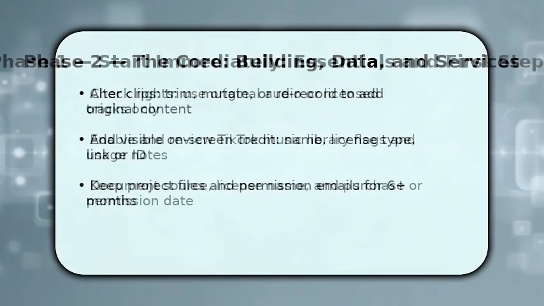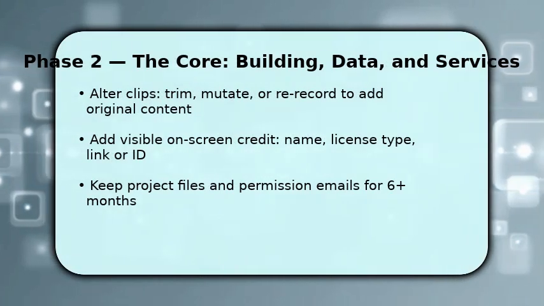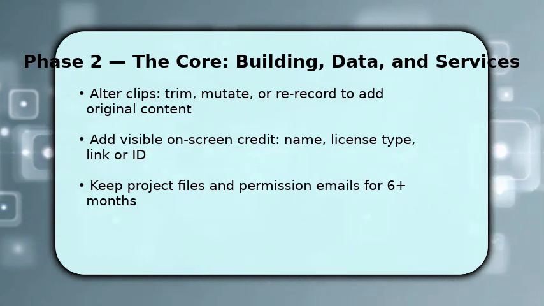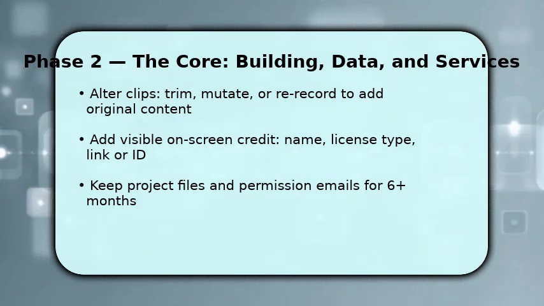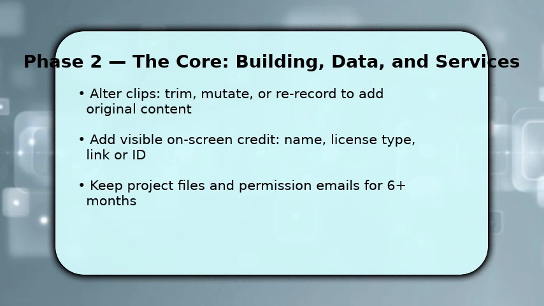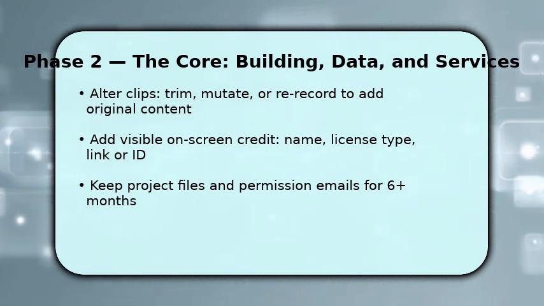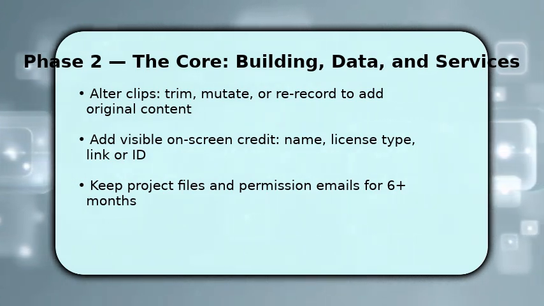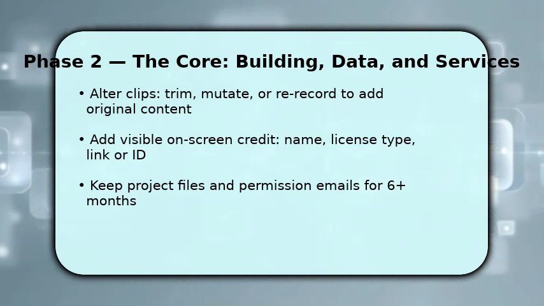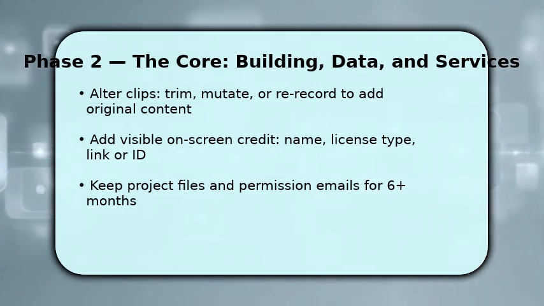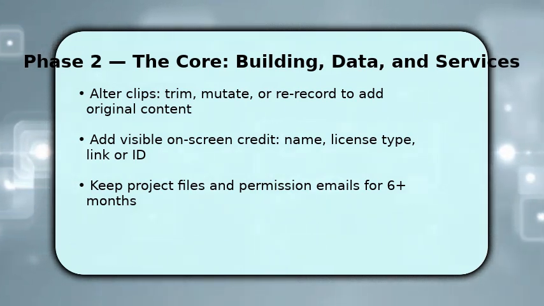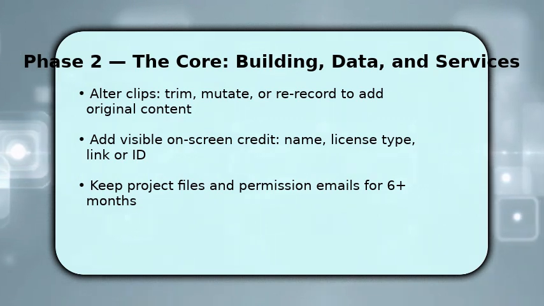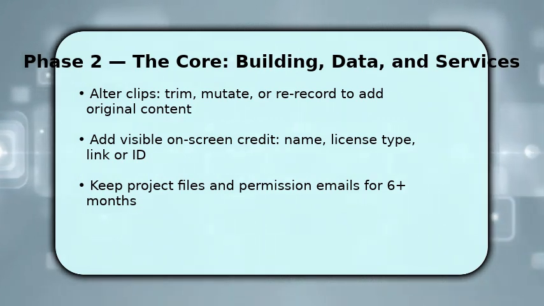Once you have licensed assets, edit to make your content transformative. Change arrangement, add narration, and incorporate original visuals. Explain why your use is new, commentary, parody, or tutorial, and make that clear in the first 3 seconds and in captions. Add on-screen attribution with creator name and license, and save the raw project files and permission emails for at least 6 months. If TikTok asks, you can produce evidence quickly, which often prevents automatic removal.